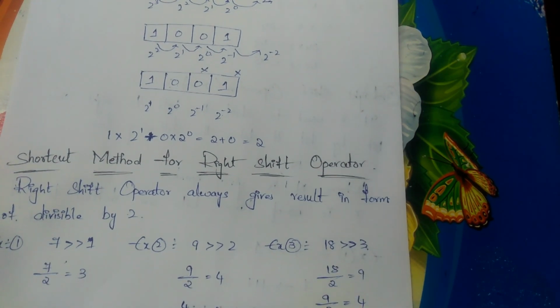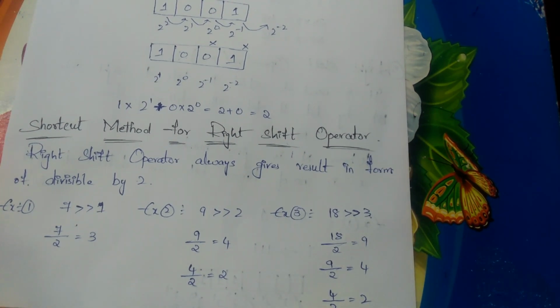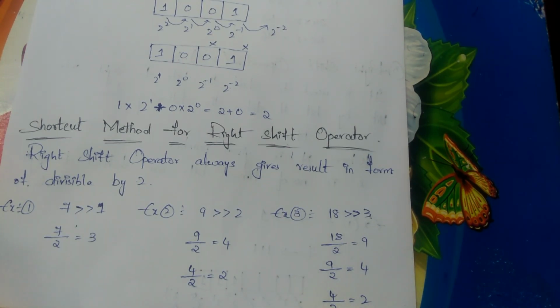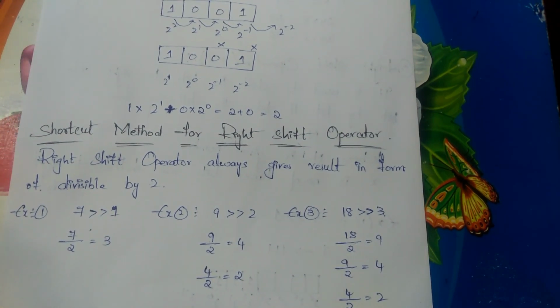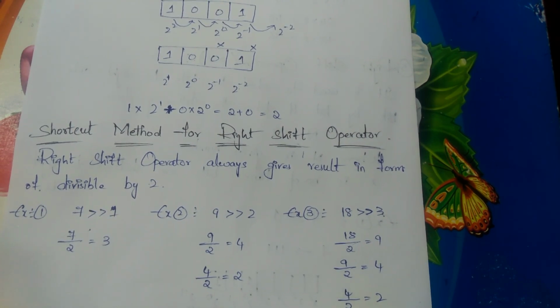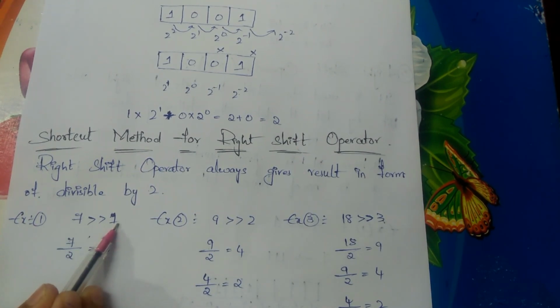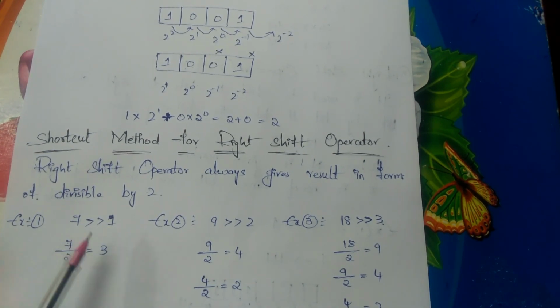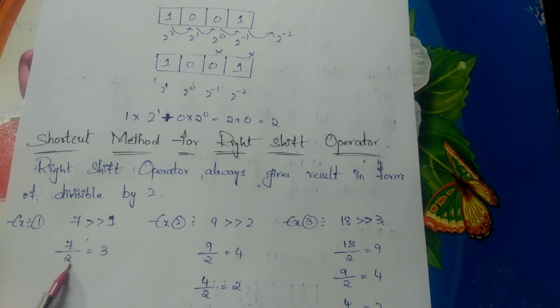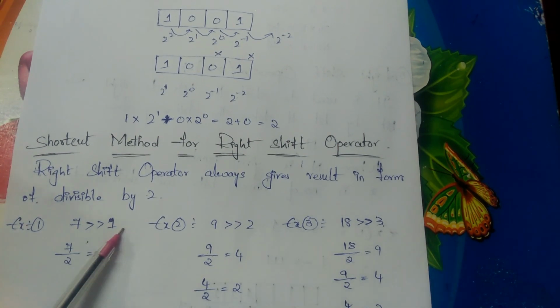Now let's see the shortcut method for the right shift operator. For the left shift operator, we multiply. The left shift operator always gives the result in the form of multiplied by 2, but here it is the opposite. The right shift operator always gives the result in the form of divided by 2. So for example, if we take 7 right shift operator to 1, the previous example I have taken, we just have to divide the number by 2. We have to divide it only one time because it is right shift to the 1.